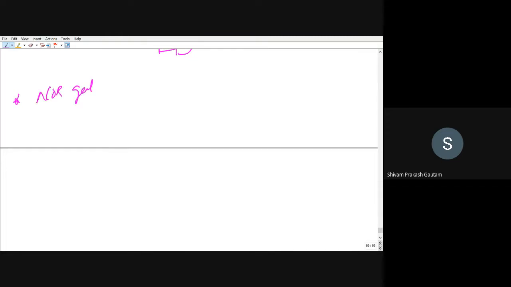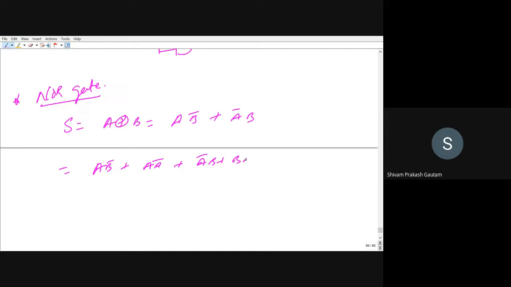And I will be implementing the same logic. So pay attention, sum was equal to A XOR B. That was A B bar plus A bar B. So I will be adding again here A B bar plus A bar plus A bar B plus B B bar. Again I have to take common, so I will take common A. This will be A bar plus B bar plus B, A bar plus B bar. Now I can take A bar plus B bar common again, A bar plus B bar.